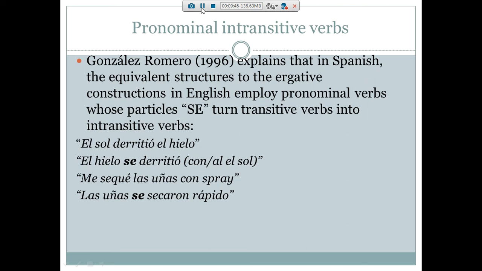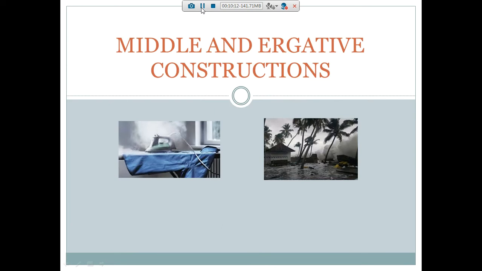Also, me sequé las uñas con spray. Sequé, verbo transitivo. Las uñas, objeto directo paciente. Las uñas, sujeto sintáctico paciente, se secaron rápido. Secarse. Un verbo pronominal que gracias al incremento del se se convirtió en intransitivo. A la vez estos son verbos ergativos, that denote change of state.